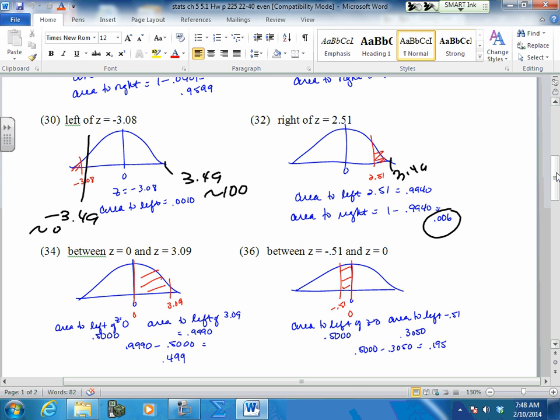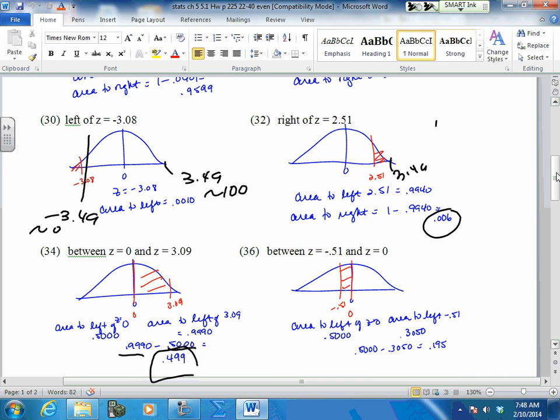The between function works really nicely on your calculator. The lower level is 0, the upper level is 3.09. Go to calculate, and it does both areas for you, subtracts, and gives you your final area. If you're going to work them out by hand, you find the areas of both and subtract them. Don't subtract your z-scores, subtract your areas.